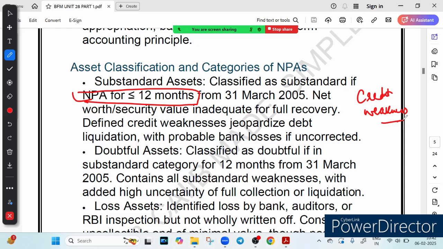Think of it like a car with engine trouble. It still runs, but if not fixed, it might break down completely. That is what a substandard asset is. So the condition you should remember: NPA for less than or equal to 12 months.